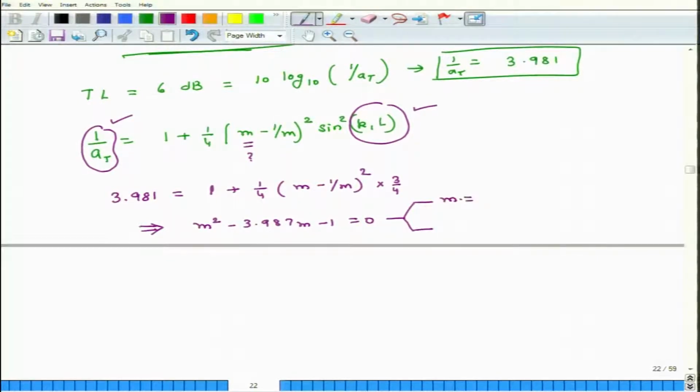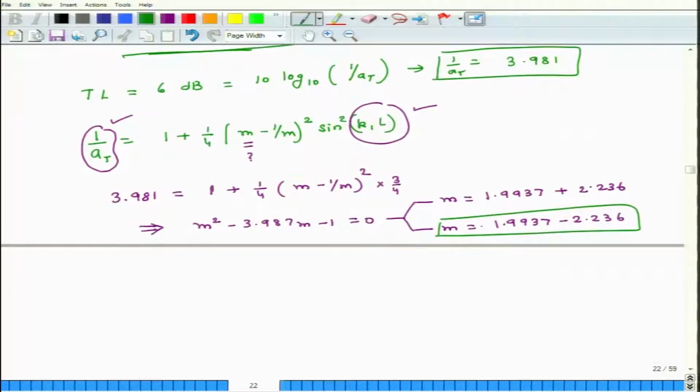So, one solution is m equals 1.9937 plus 2.236, and the other solution is 1.9937 minus 2.236. So, we do not like the second solution because it gives us a negative value of m, which is not realistic. So, we choose the first solution, and what that gives us is that m equals 4.224.